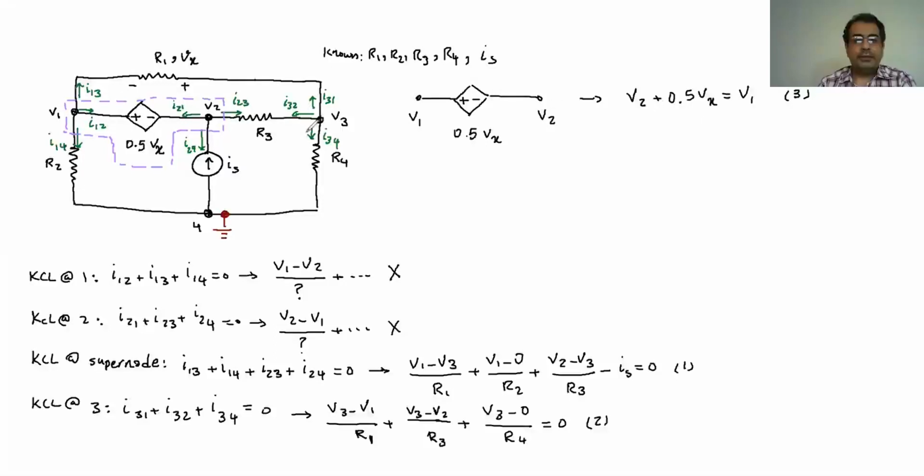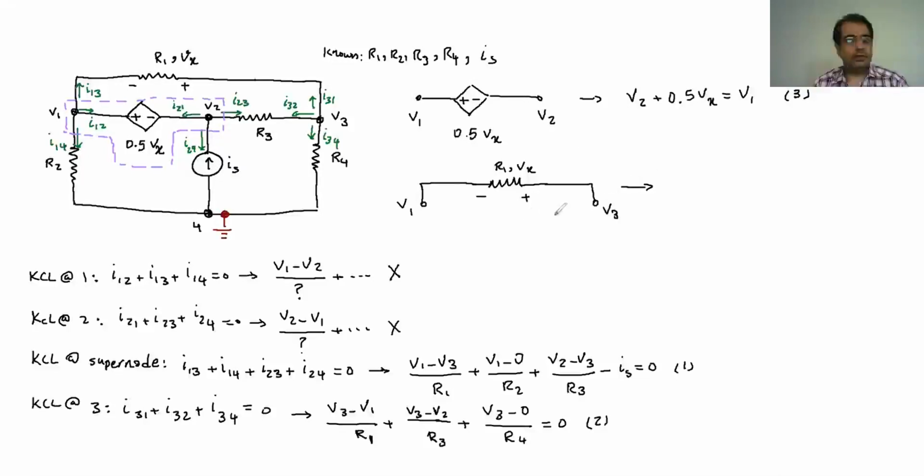So the next thing that I may write is that I look at this R1 here. So if I draw that, it's going to look something like that. It's R1, so Vx, it's a negative, so positive, and then it's going to be V1 at this end, and V3 at the other end.